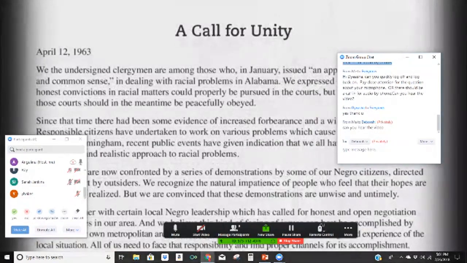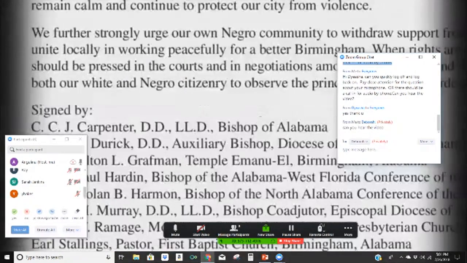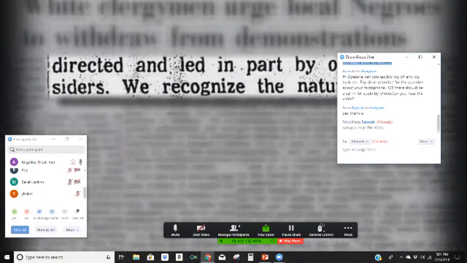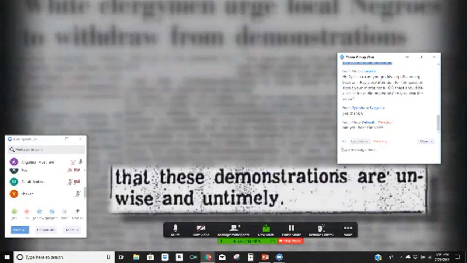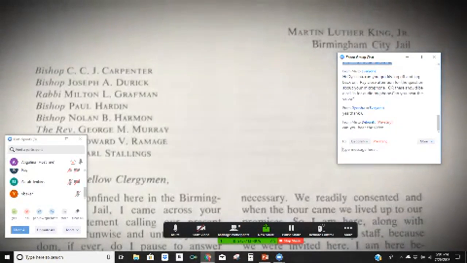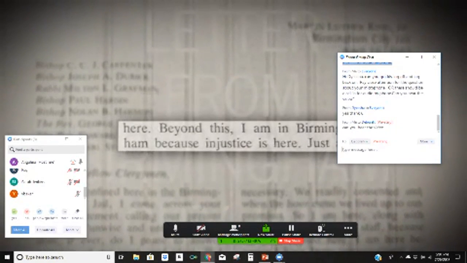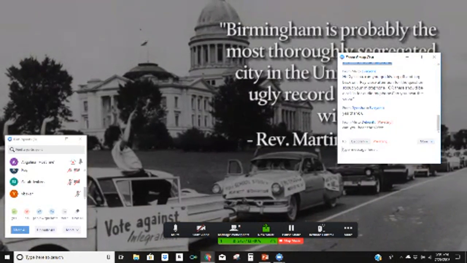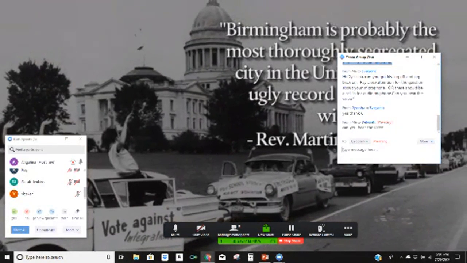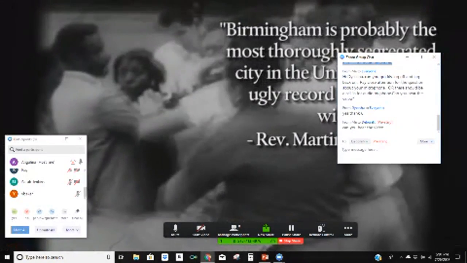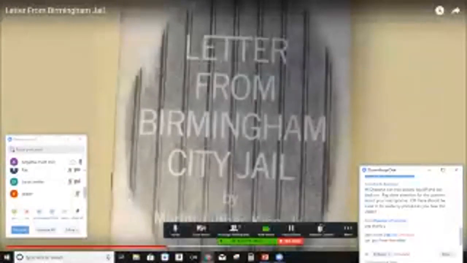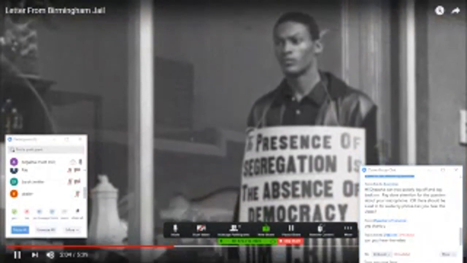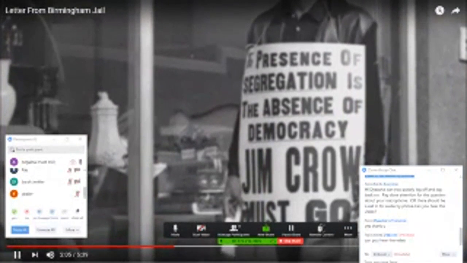It was titled "A Call for Unity" and was signed by 8 white clergymen. Their appeal made reference to outside leadership, calling the protests unwise and untimely. King wrote in the margins of that newspaper, "I am in Birmingham because injustice is here." He went on, "Birmingham is probably the most thoroughly segregated city in the United States. Its ugly record of brutality is widely known." The sentiments King expressed in the letter had already made an impact on students who had committed themselves to civil rights activism throughout the Deep South.